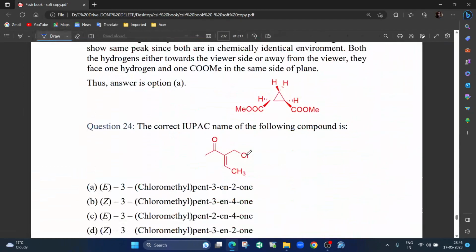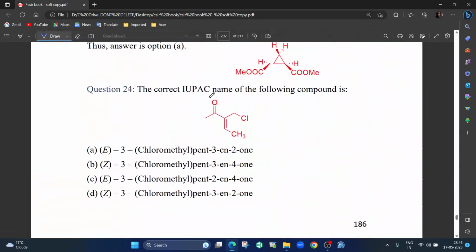Okay. Next question. The correct IUPAC name of the following compound is. So what happens? See, Cl is never a functional group. Halogens are always just a substituent. So even if it is an alkane, it gets preference. Chloro and all, they become substituents. You have to put them as a prefix.